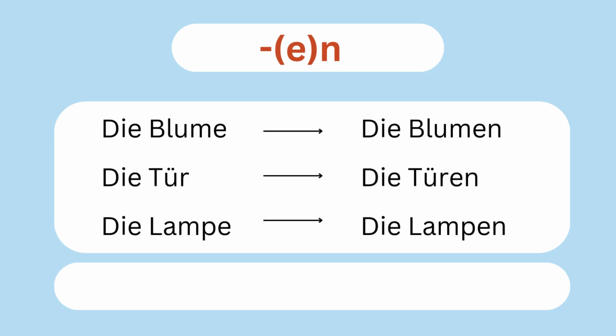Next, we have putting in en or just n. Die Blume, die Blumen, die Tür, die Türen, die Lampe, die Lampen. This one happens to a lot of female nouns and nouns ending on e.